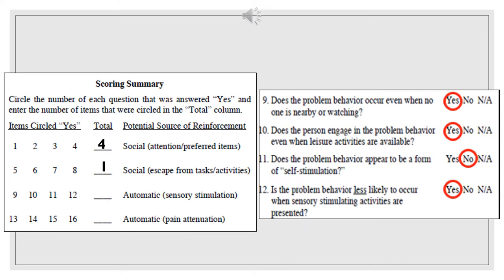For the automatic sensory stimulation section, Jane's mother circled yes for 3 out of 4 questions. She reported that Jane engages in the target behavior when she is alone and when activities are available to her. She also reported that Jane is less likely to engage in the behavior if other self-stimulatory activities are present. However, she indicated that Jane's behavior does not appear to be self-stimulatory. Because of these answers, the scorer would circle questions 9, 10, and 12 and write a 3 on the line that corresponds with sensory stimulation.